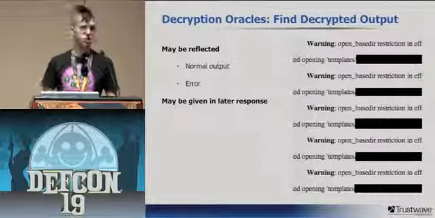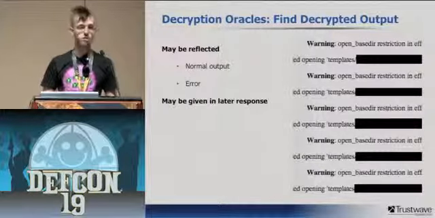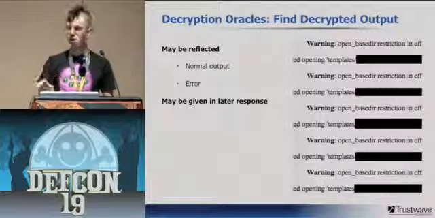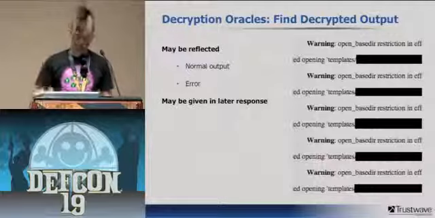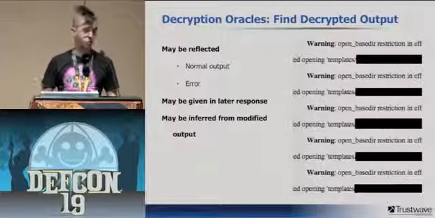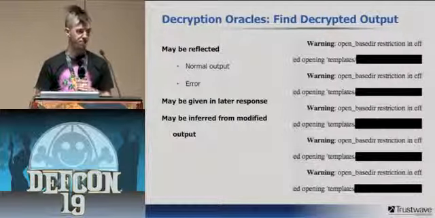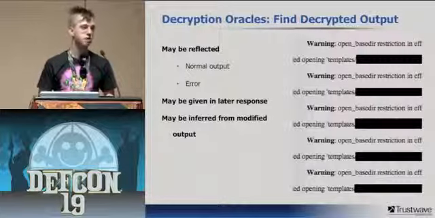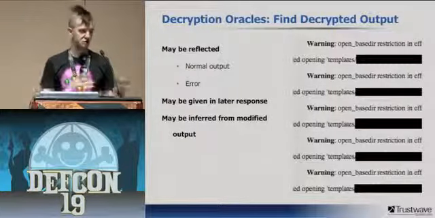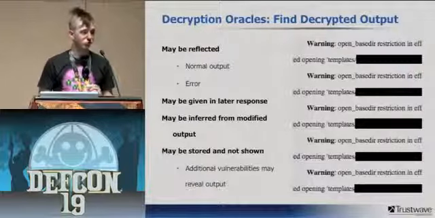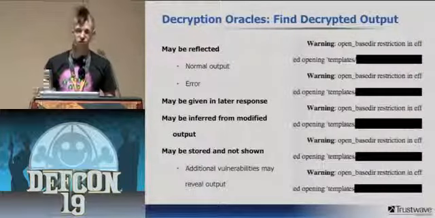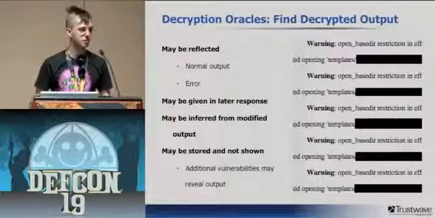It might be given in a later response. So your data might be processed and then put somewhere where it's not going to be given back to you immediately. You need to find it somewhere else. It might be inferred from modified output, so maybe based on what the plain text is, you are getting different things. It might be stored and not shown, so encrypted data is often written to files or into databases.